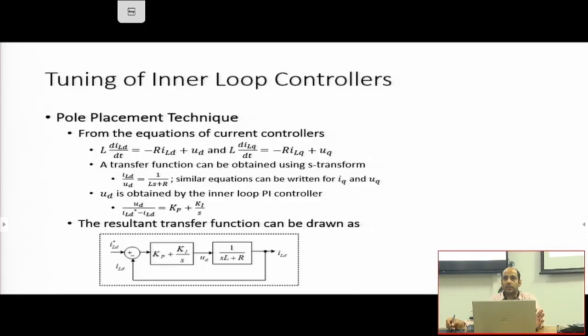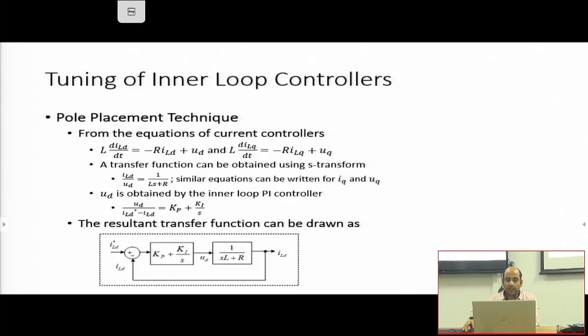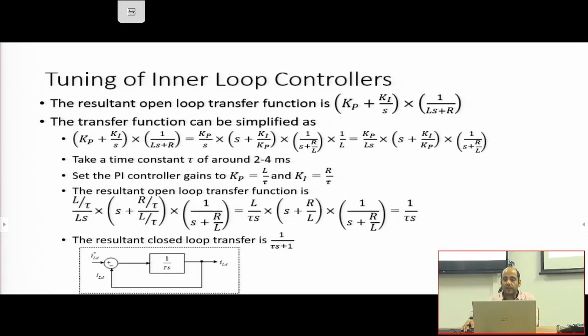Straightforward? Yes? Now, a very simple approach to tune a PI controller like this is a method called the pole placement technique. So you see what happens now. I have done the derivation for you, so no need to write, you can just see it quickly. The resultant open loop transfer function is Kp plus Ki by S multiplied by 1 by Ls plus R, a simple open loop transfer function, right?